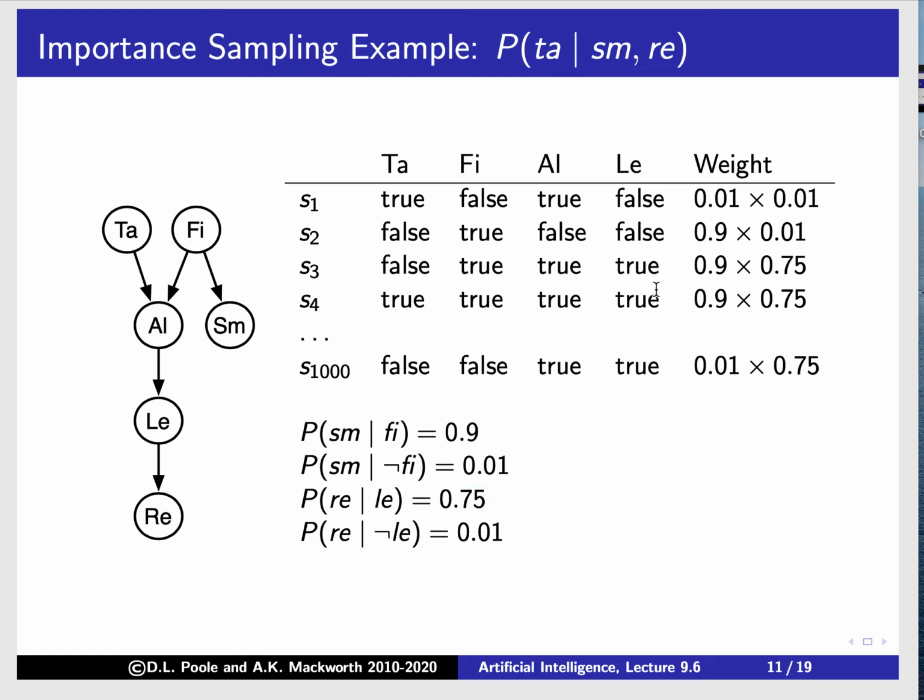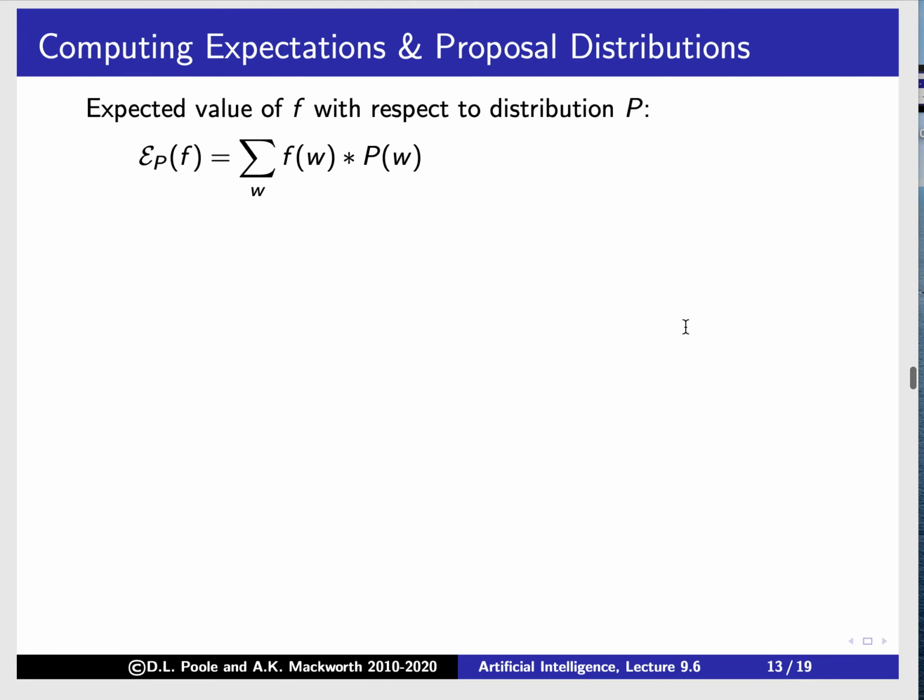Again, although this has different values for tampering, this has the same values for fire, which is joined to smoke, and leaving, which is joined to report. So it has the same weight. And we're going to do all of these things again. So this is how much it would be rejected if it was using rejection sampling. But instead of doing that, we're going to weight it.